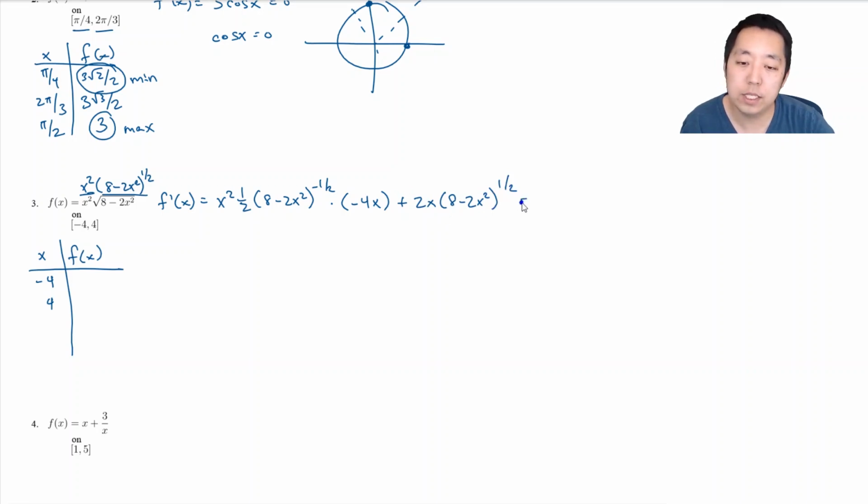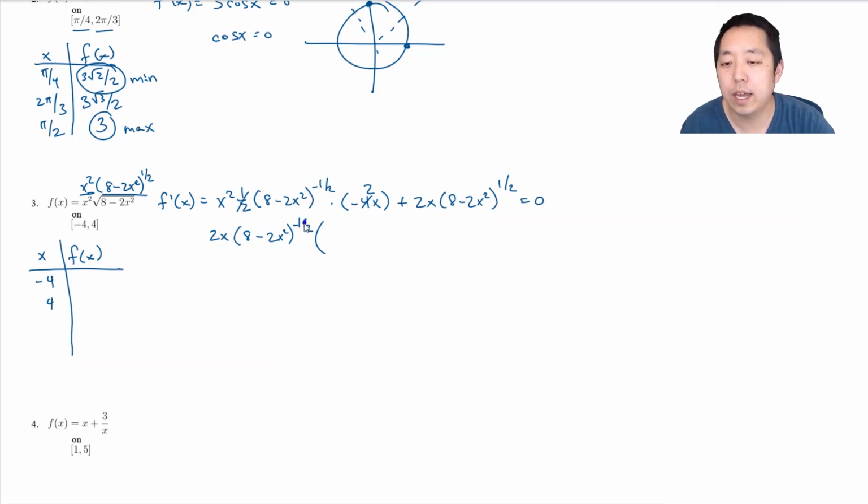Now, I'm going to set this equal to 0. This is not an easy equation to solve, but what I want to do is factor out the common terms from both. So I have an x in both, and this 1/2 will cancel with that to get 2. So I really have a 2x, and then I have a term like 8 minus 2x squared, and I always use the lowest power. So negative 1/2 is smaller than 1/2, so we do negative 1/2.